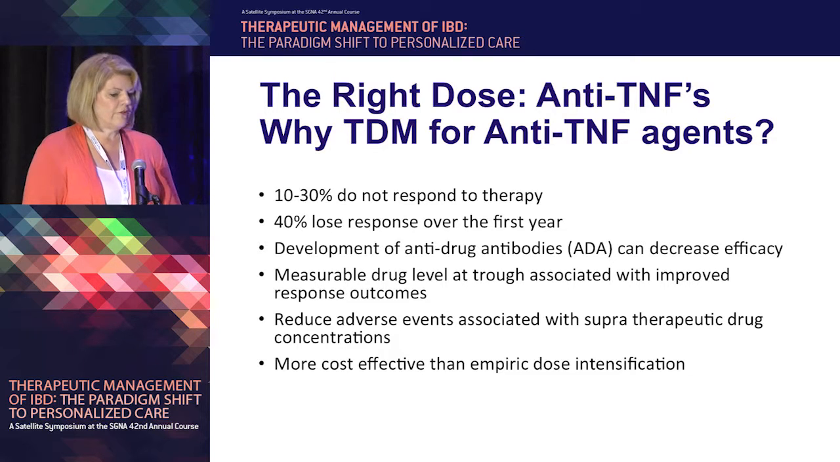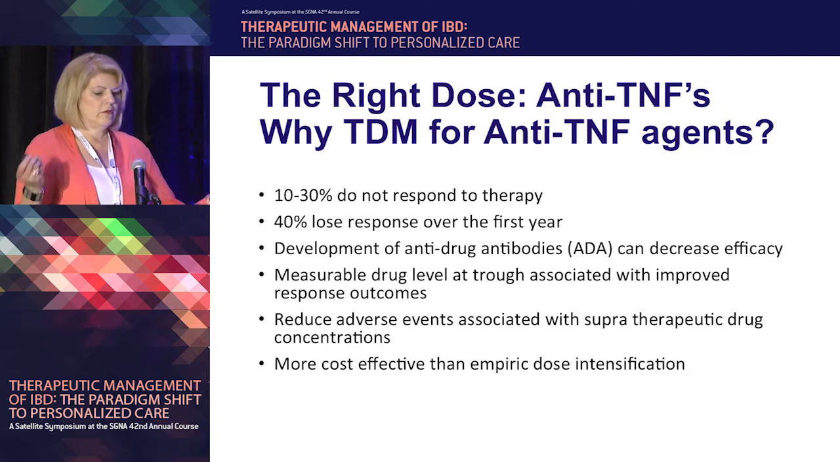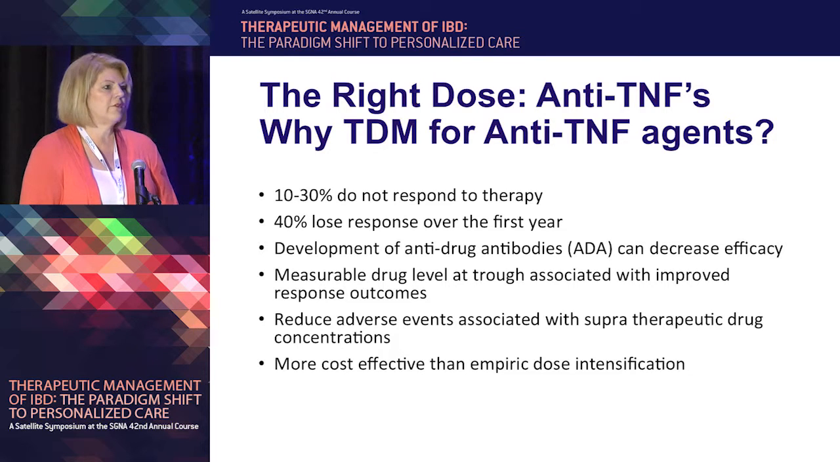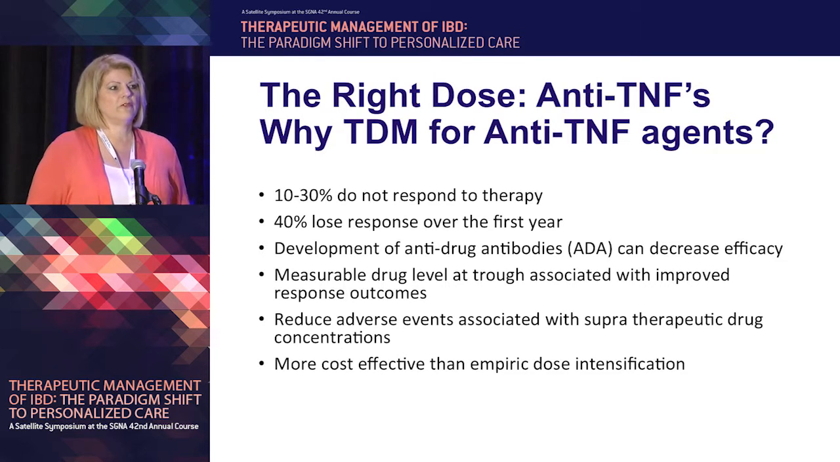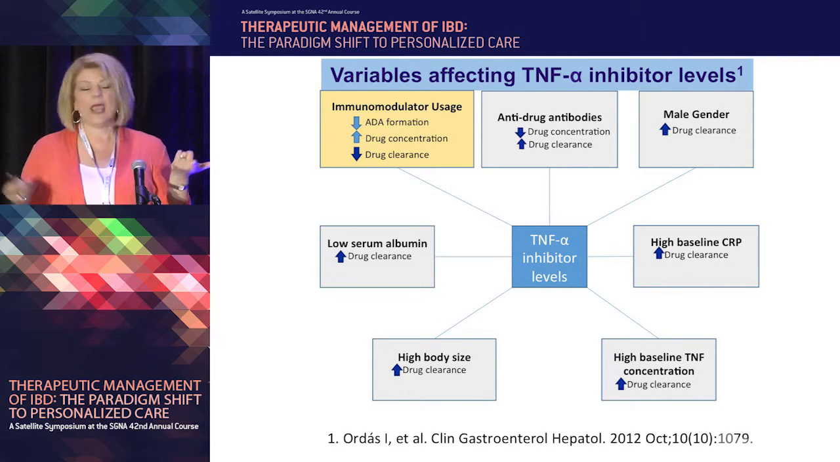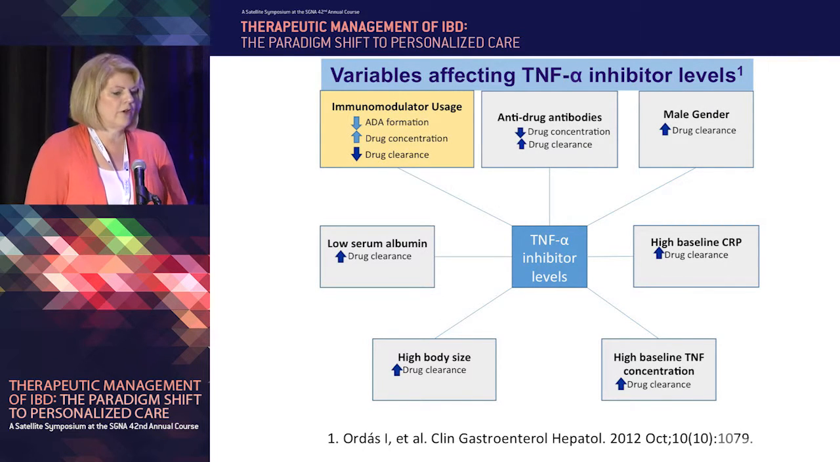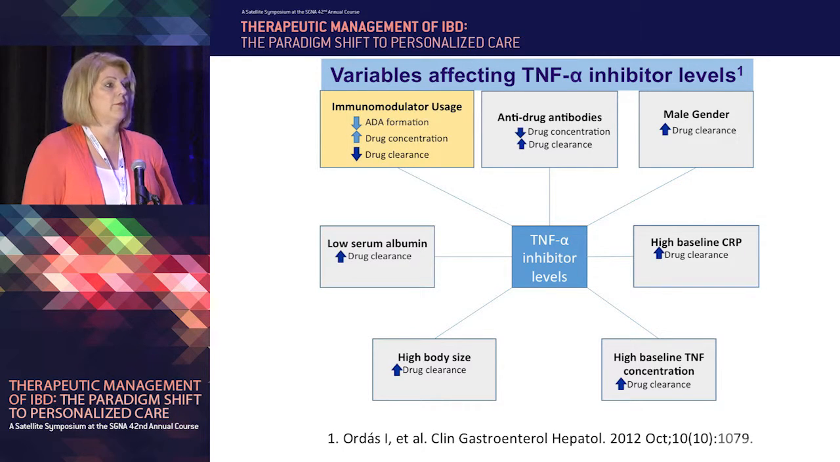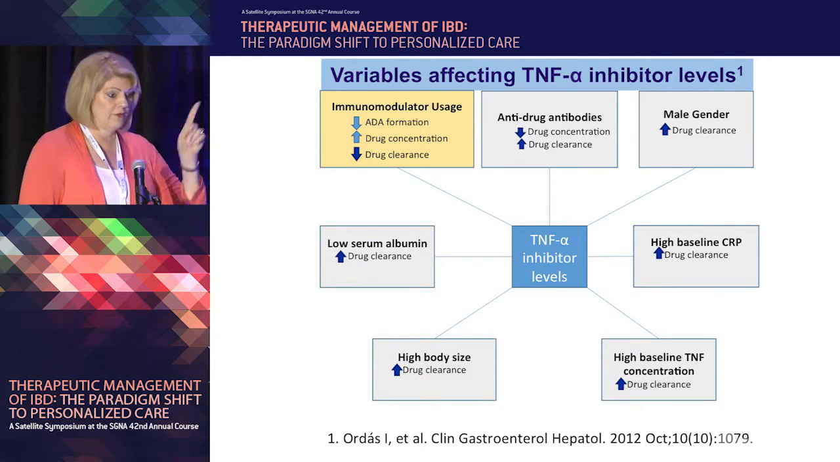We want to reduce adverse events that are associated with supratherapeutic drug levels. And all of this is actually more cost effective than just empiric dose intensification. Let's just increase the dose. No, we need to be looking at levels. And this here is just a diagram showing variables that are affecting the TNF alpha inhibitor levels. Remember, this was one of your questions.